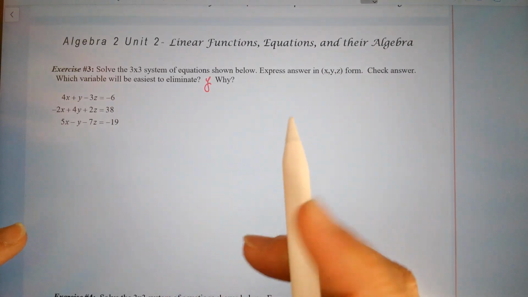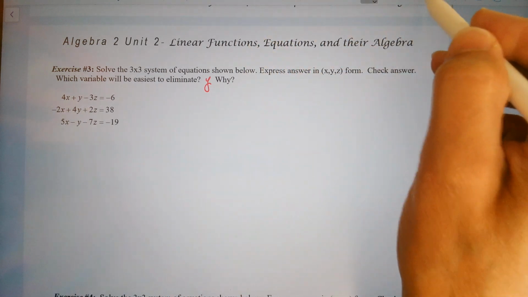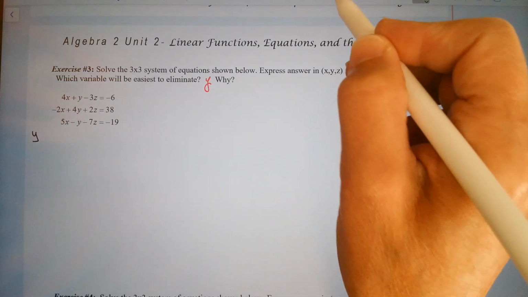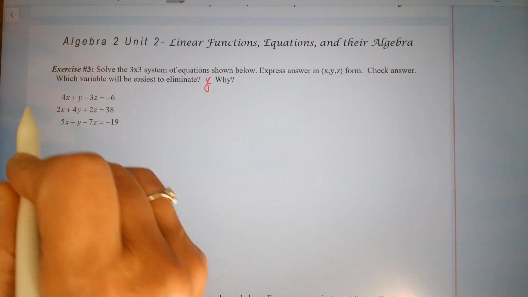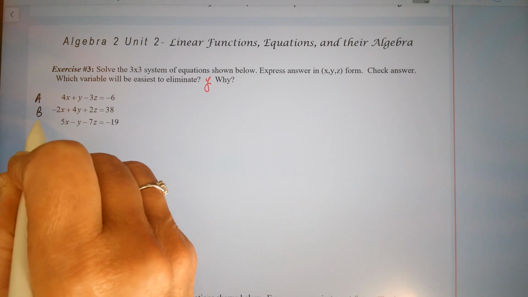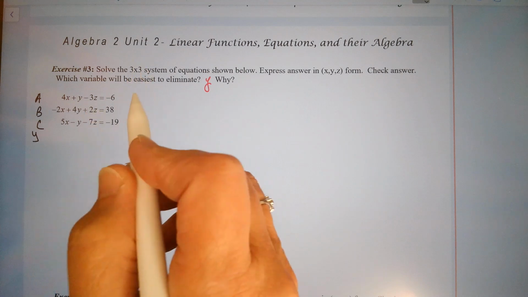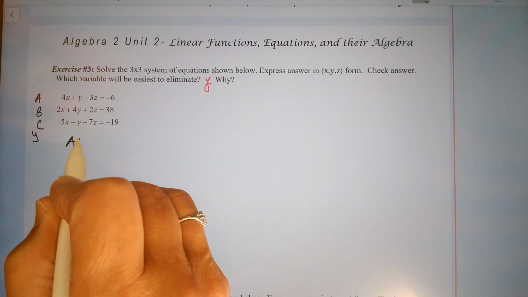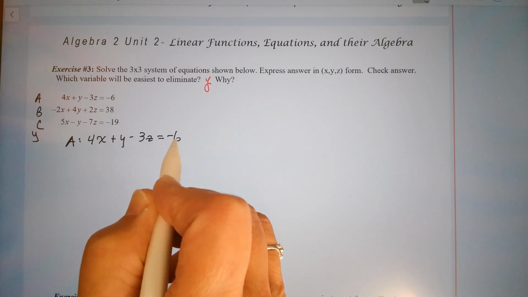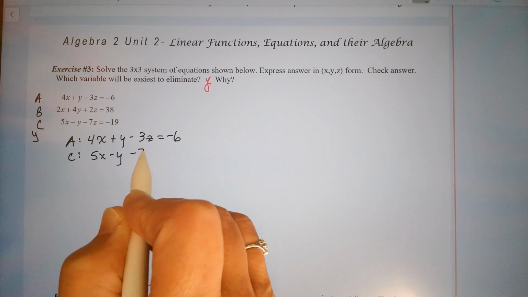So we're going to eliminate our y's to start with, and I will usually just put, eliminating the y's here, right? Okay, so let's label our equations, A, B, and C, and A and C are already opposites, so I'll start with those. Copy down A. 4x plus y minus 3z equals -6, and C right beneath it, 5x minus y minus 7z equals -19.